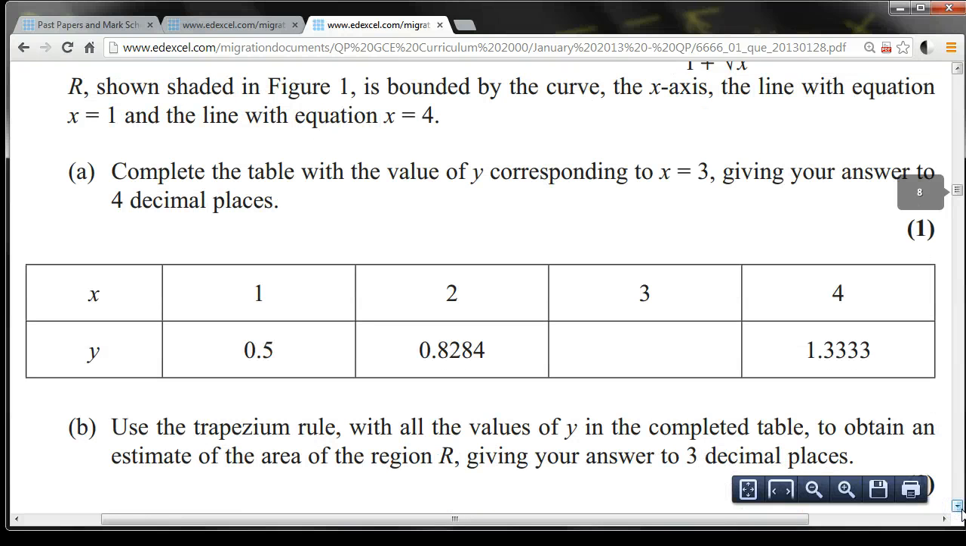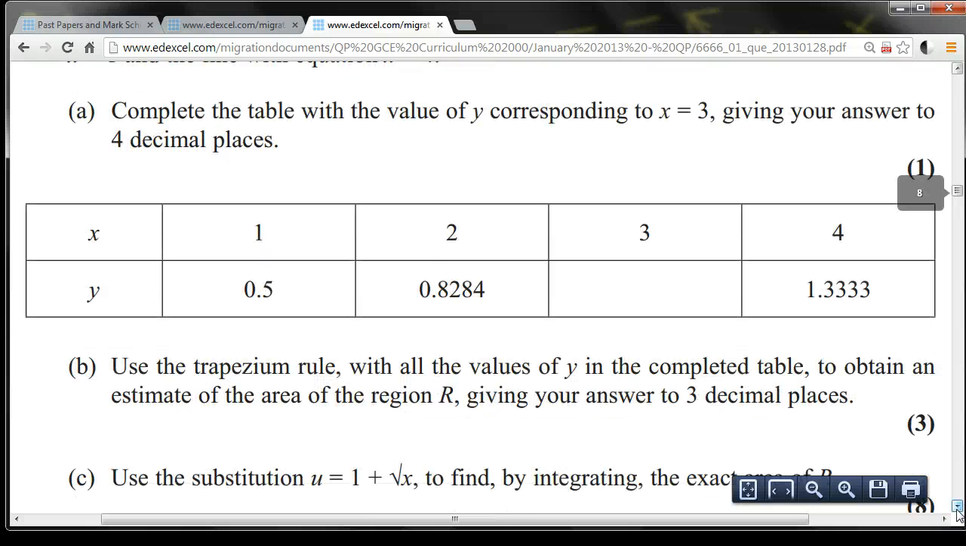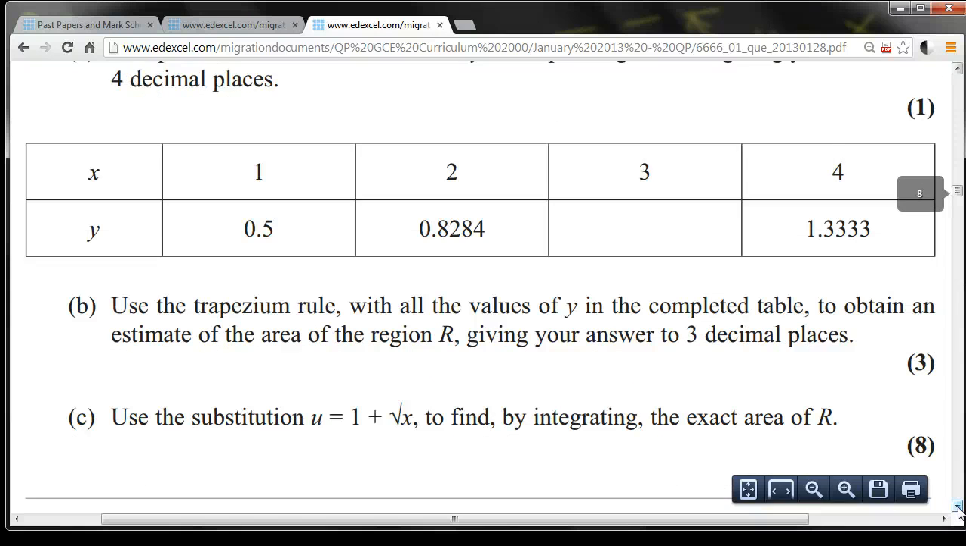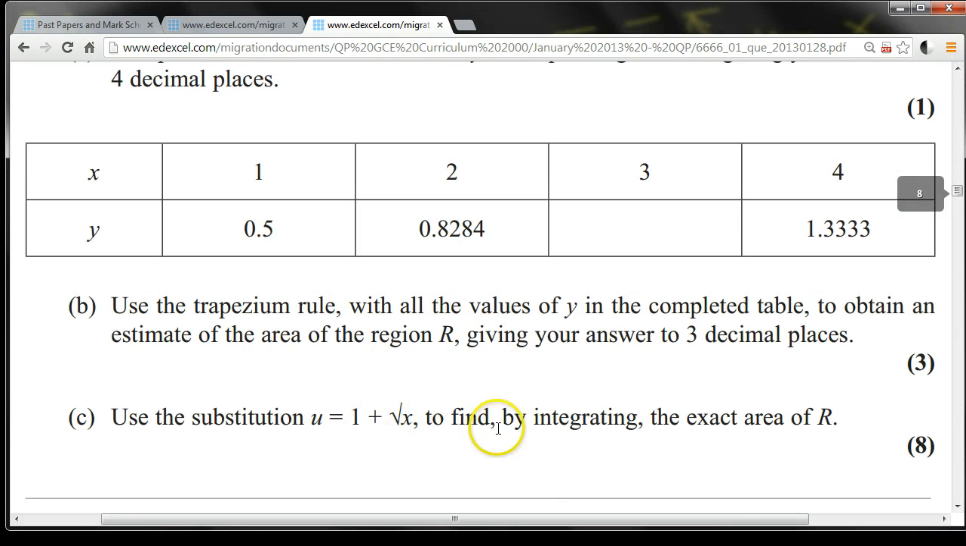Use the trapezium rule with all the values of y in the completed table to obtain an estimate of the area of the region R, giving your answer to 3 decimal places. Use the substitution u equals 1 plus root x to find by integrating the exact area of R.